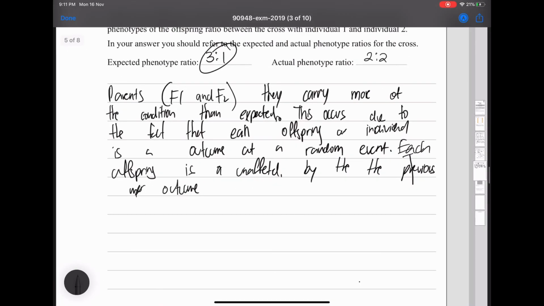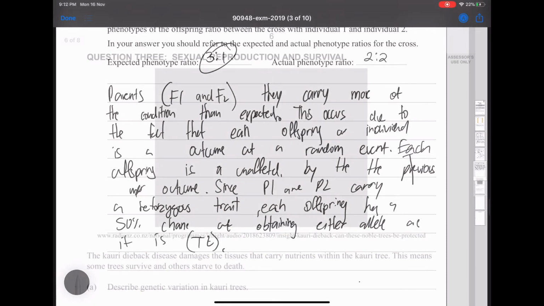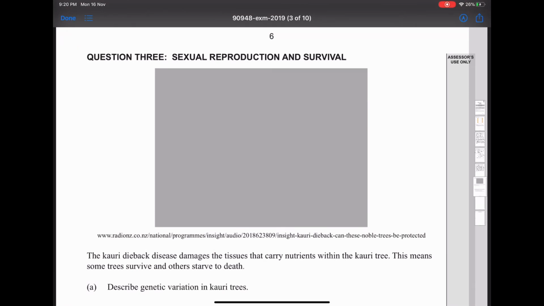So we're going to say, since parent 1 and parent 2 carry our heterozygous trait, each offspring has a 50% chance of obtaining either allele, as it is t lowercase t. So this is question 3, sexual reproduction and survival.